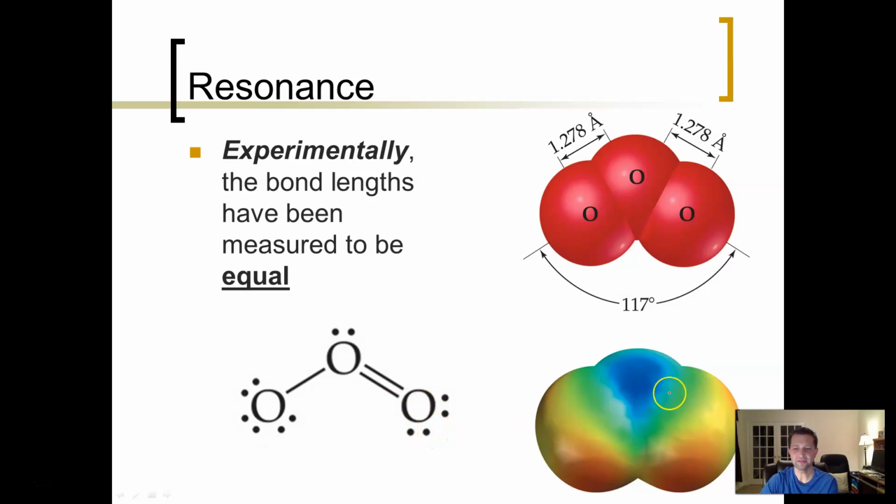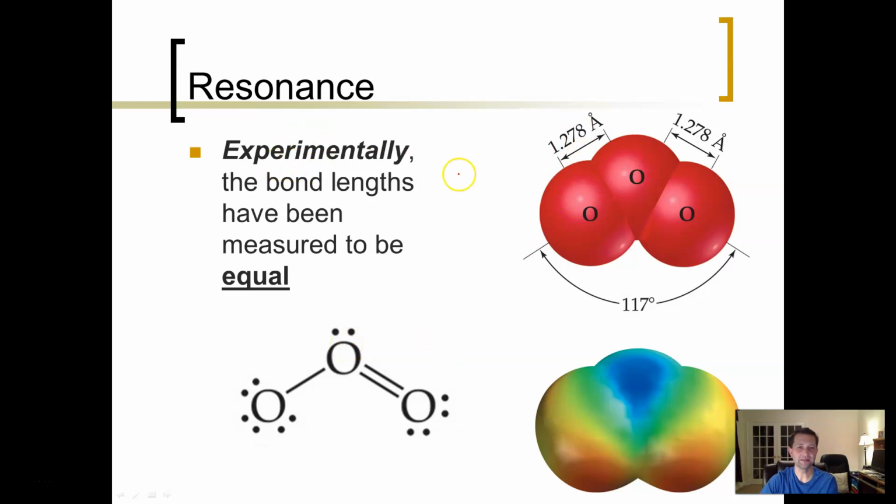But if you notice, this is the ozone electron density image here. You notice it's exactly symmetrical. It's the same. It looks like you have a high level of electron density here and a low level of it up here where that top oxygen would be. Okay, so why is that?